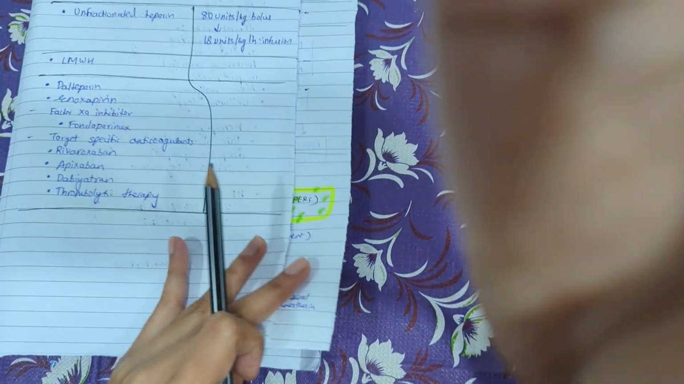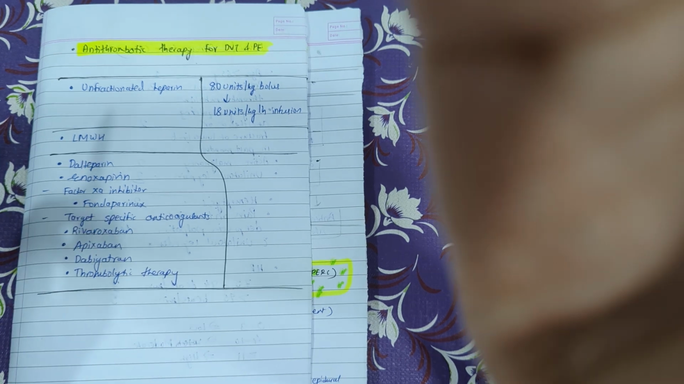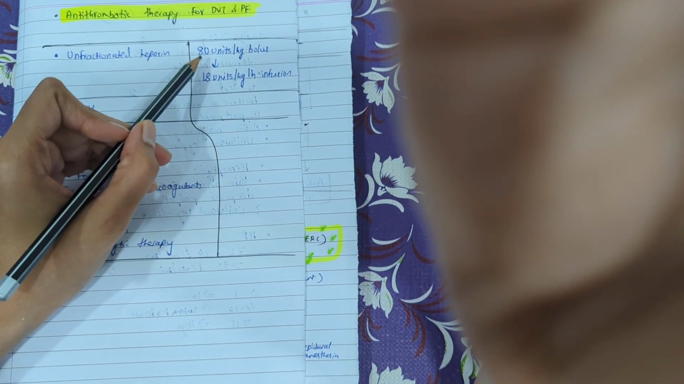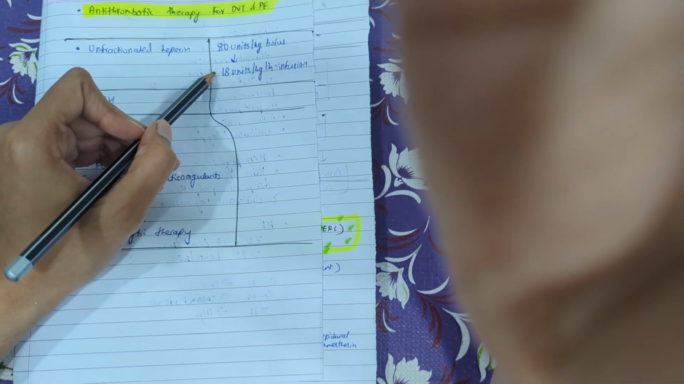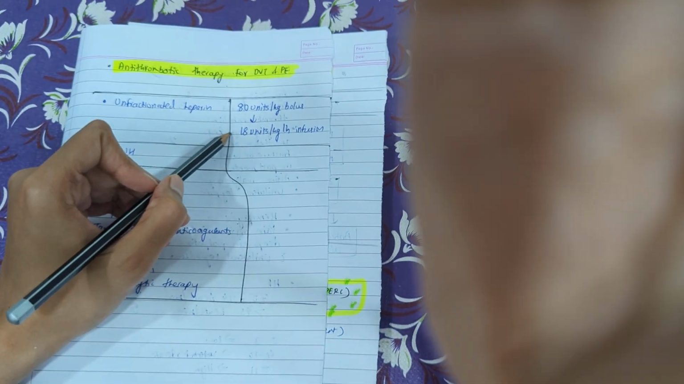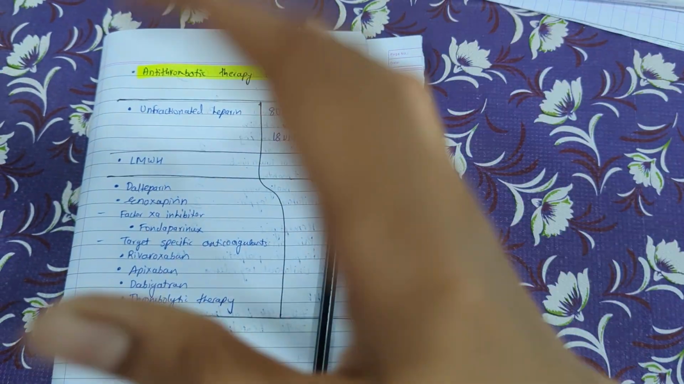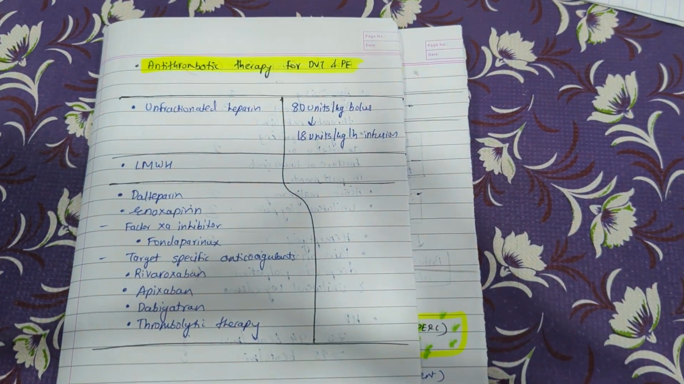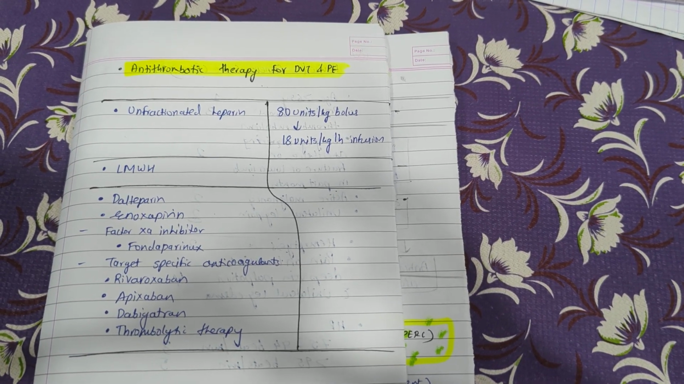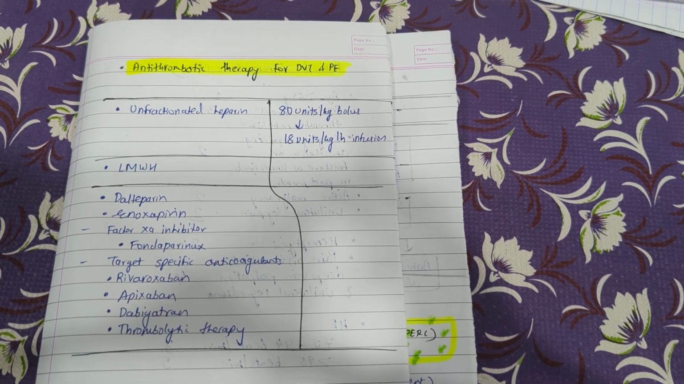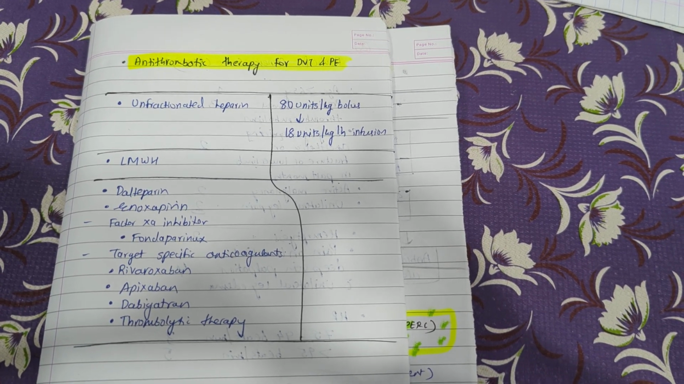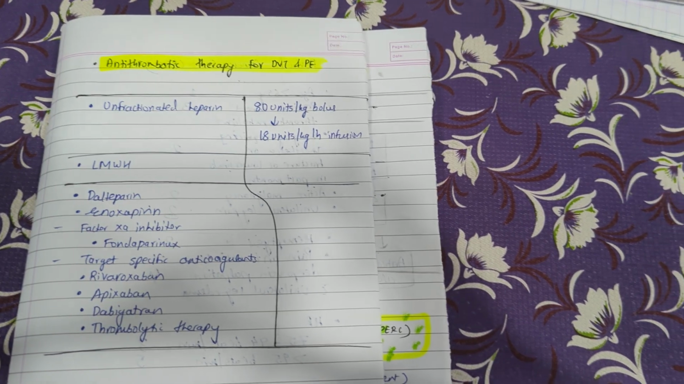Antithrombotic therapy for DVT and PE. First is unfractionated heparin: 80 units per kg bolus, followed by 18 units per kg per hour infusion. Then other options are low molecular weight heparin, dalteparin, enoxaparin, factor Xa inhibitors like fondaparinux, target specific anticoagulants, rivaroxaban, apixaban, dabigatran, and thrombolytic therapy.